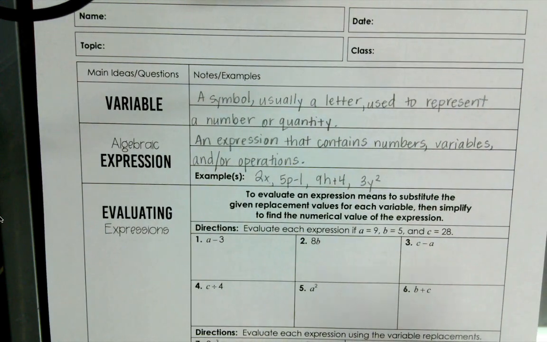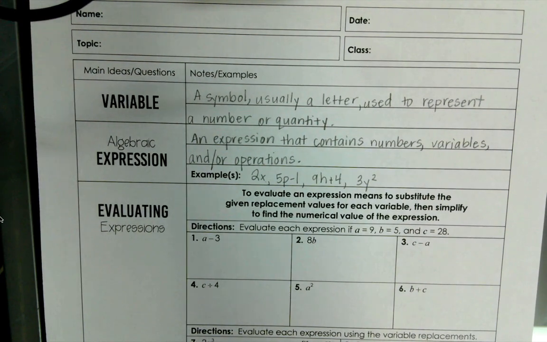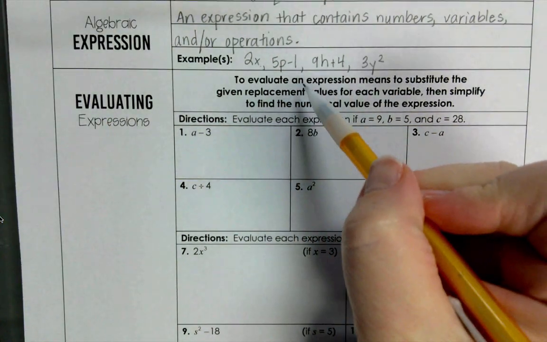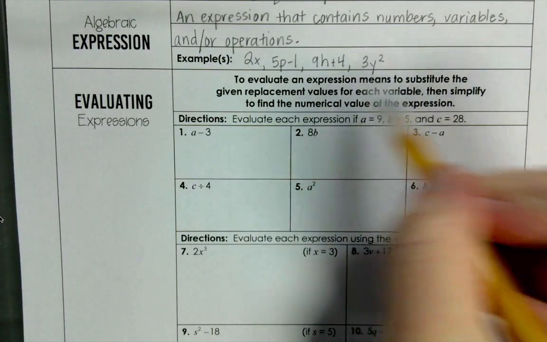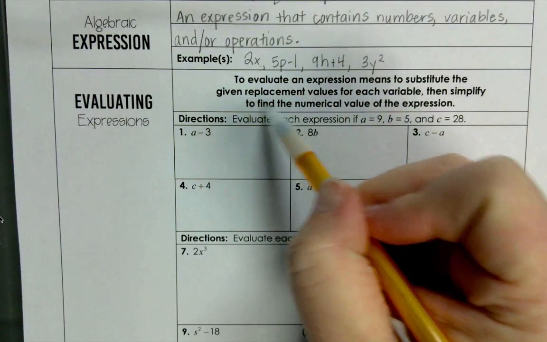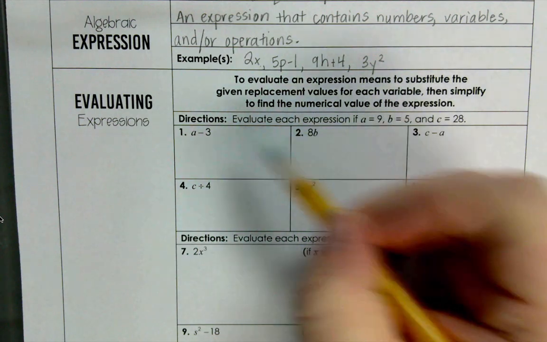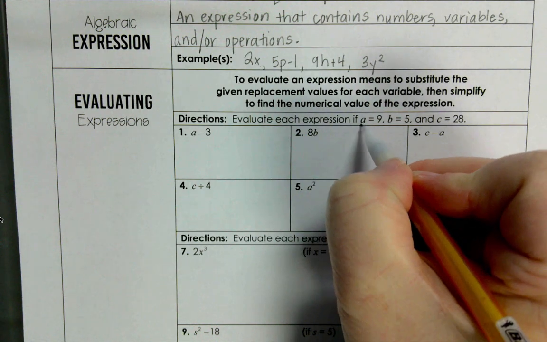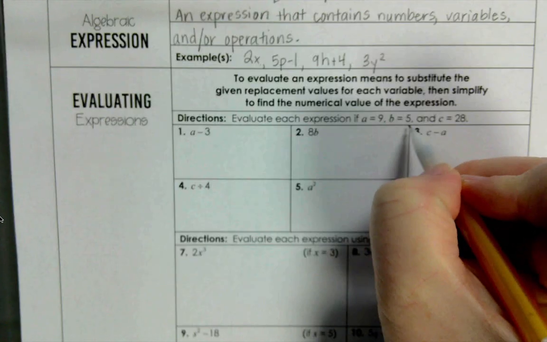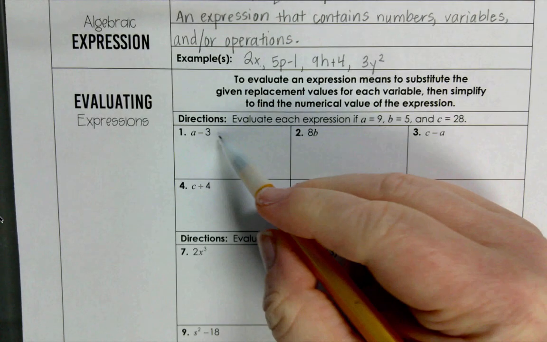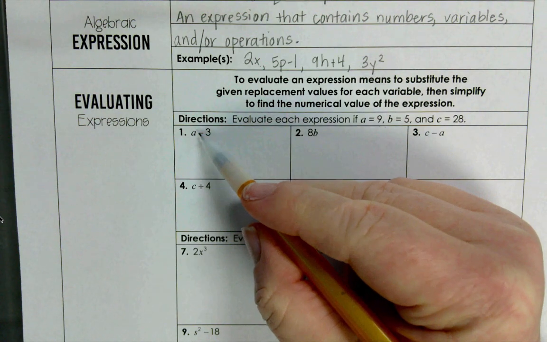So, we're going to talk about evaluating these algebraic expressions now, okay? To evaluate an expression means to substitute the given replacement values for each variable, then simplify to find the numerical value of the expression, okay? In all of these problems, A will equal 9, B will equal 5, and C will equal 28. So we're going to rewrite our expression inputting what our value is.